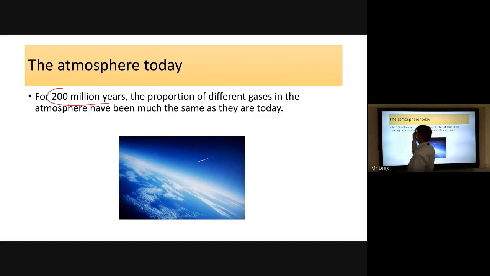For approximately 200 million years, the atmosphere has been like it is on planet Earth now. So 200 million years. Humans have been on planet Earth for a tiny little fraction of that time. What we're then doing is we're destroying the atmosphere, and that's part of what we're going to be doing in the next few lessons.